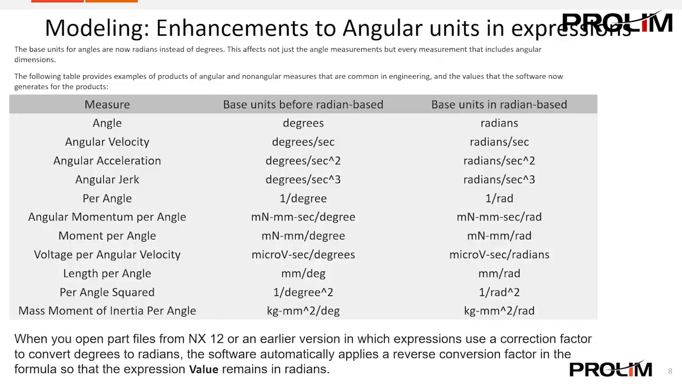So these are enhancements to the angular units and expressions. In the past, they were used with degrees. Now it has been changed to radian based. Now, you can see here are a few examples of how these would be in the expressions and how they have changed. Now notice down there in the bottom where it says when you open parts from NX 12 or earlier versions, in which expressions use a correction factor to convert degrees to radians, the software now automatically does this for you.